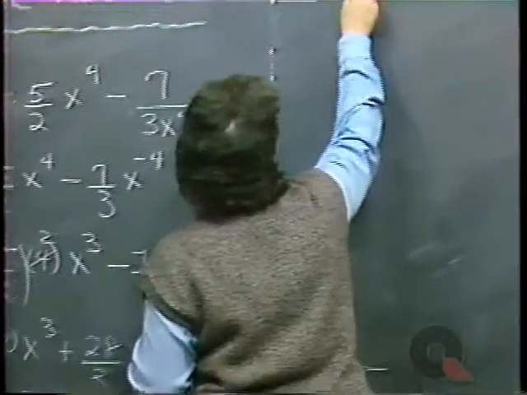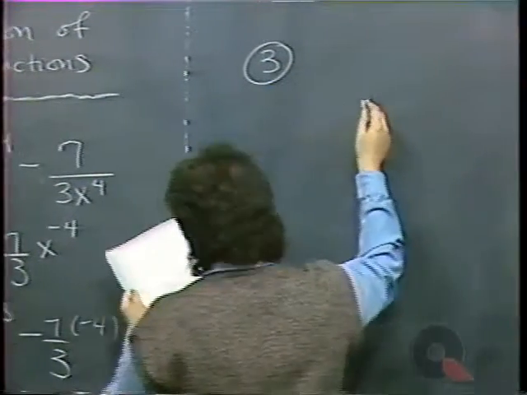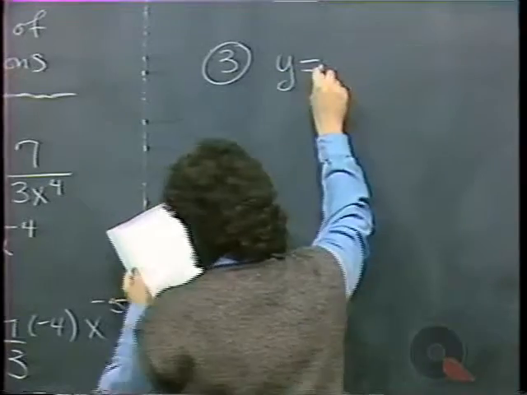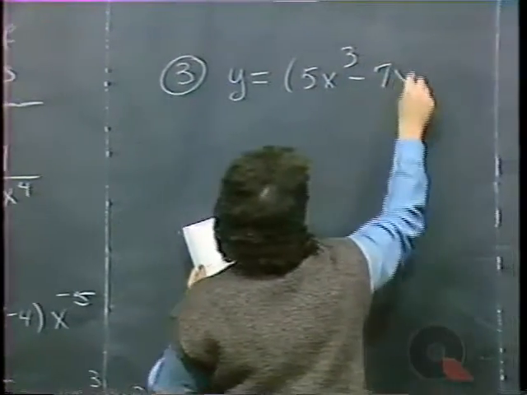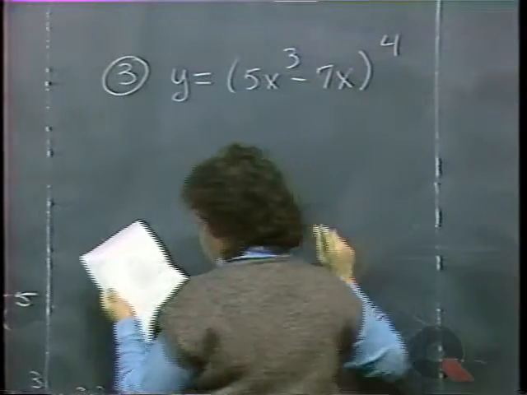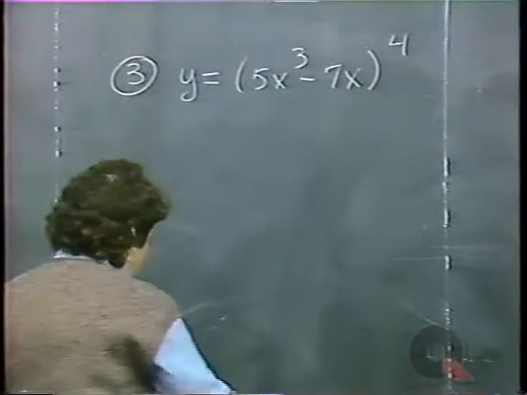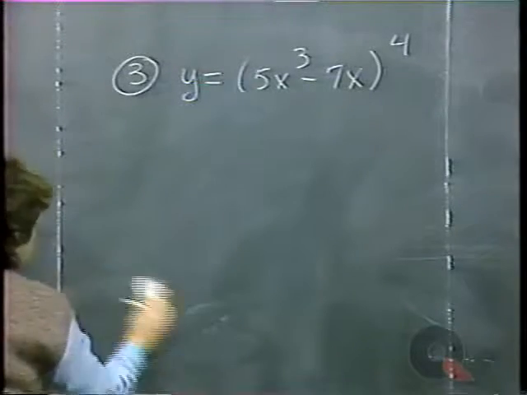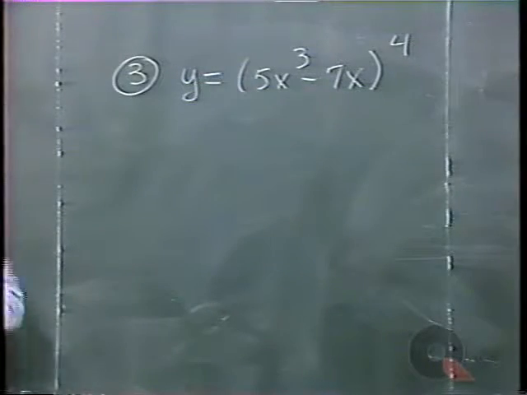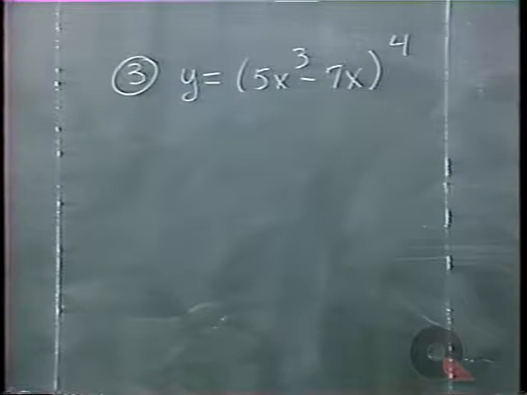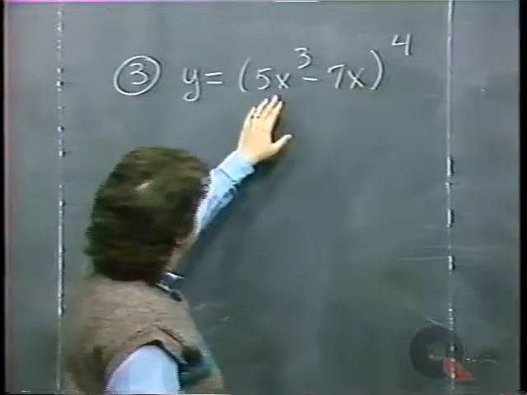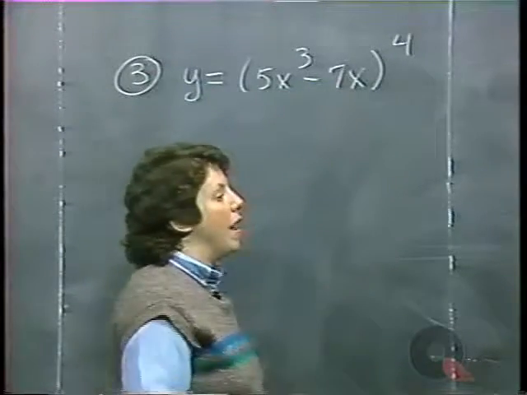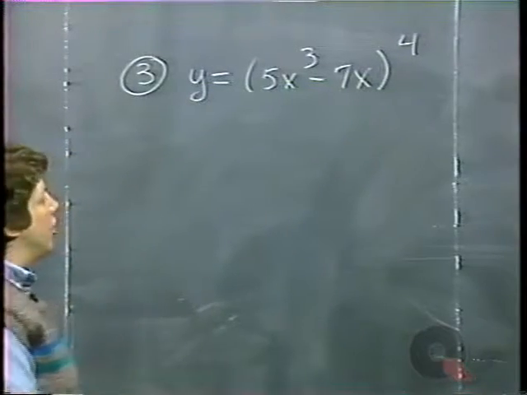For our third example, let's look at y equals (5x cubed minus 7x) all raised to the 4th power. What you have to do is mentally go through the 4 formulas that we've just had and decide which one of them best describes the form of this function. We have 5x cubed minus 7x to the 4th power. Well, this is not terribly difficult.